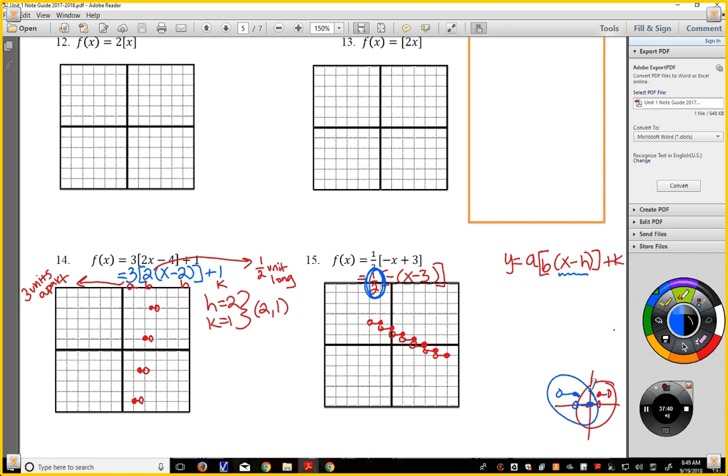All right, so domain and range. Let's talk domain first in general. Domain for any greatest integer function. What is it? Keelan? All real numbers. Why is it all real numbers? Right?